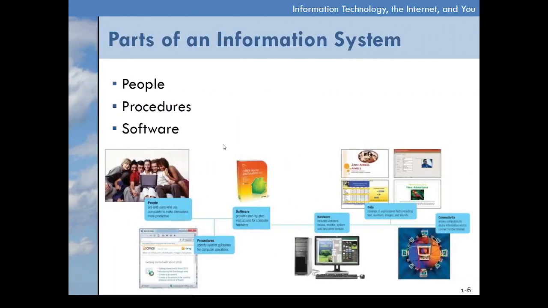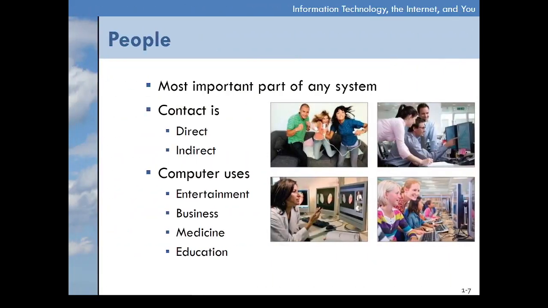So parts of information system. So we have the people, procedure, and then we have the software. So what is people? So people, most important part of the information system or any system should I say, is the people kasi sila yung gumagamit. The user of the system. We have the contact. We have direct and indirect contact, and then we have the computer uses. The computer is mostly used for entertainment, business, medicine, and education.